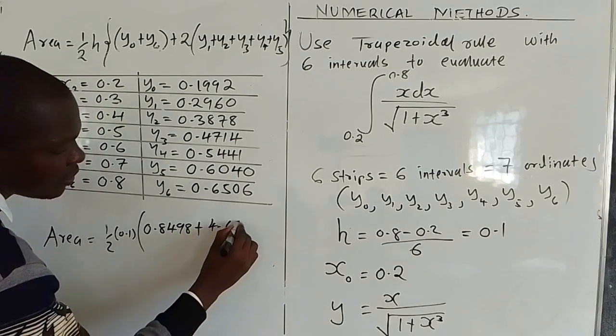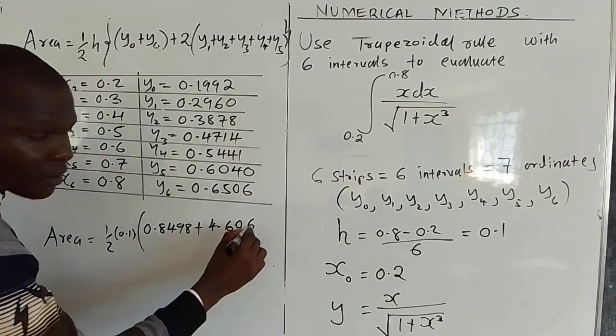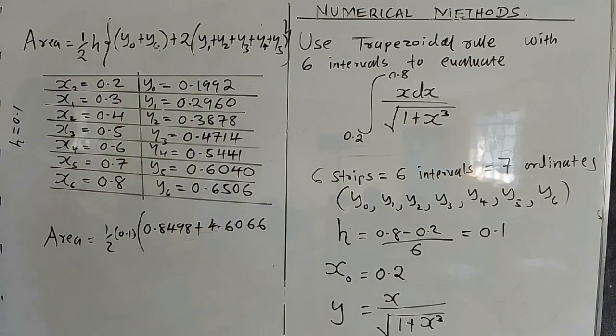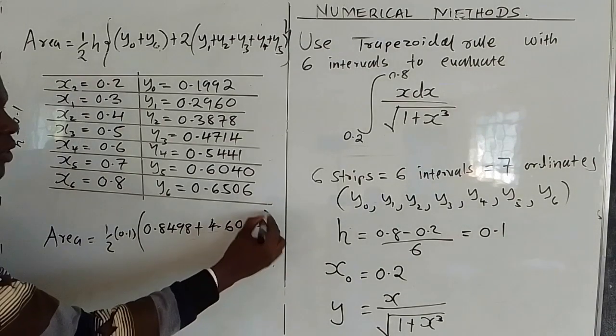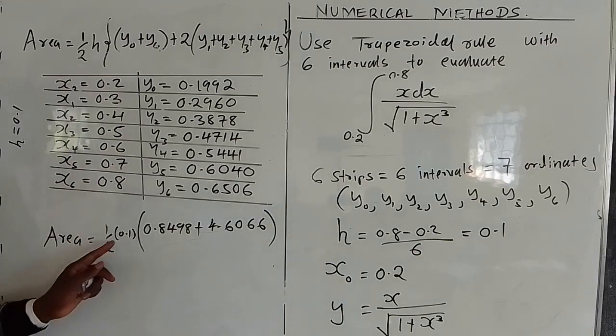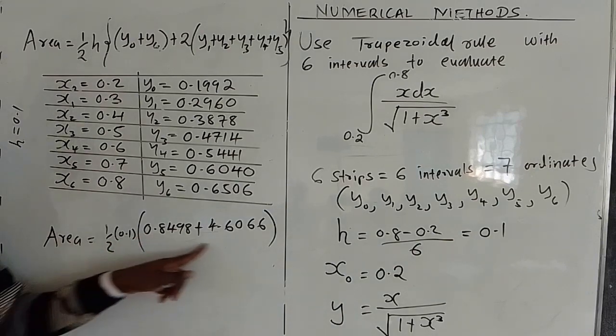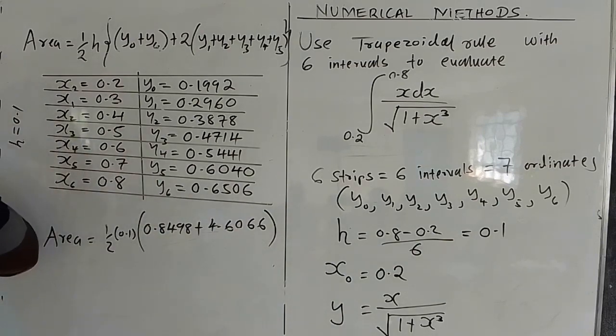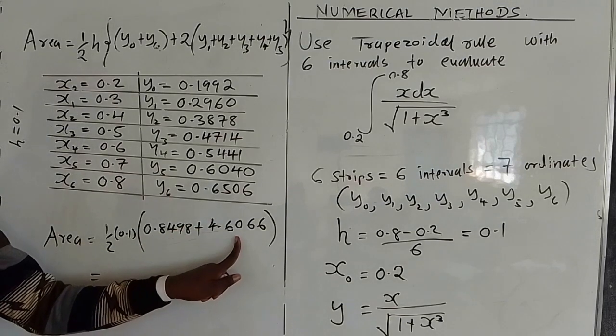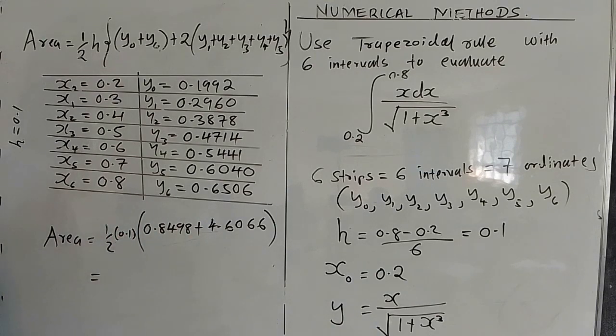4.6066. Is that the same value you have there? Okay. So what do we get here? So a half times 0.1. If you add the two values in bracket, what do you have? This plus this. 5.45. If you add them, then you multiply by a half times 0.1.